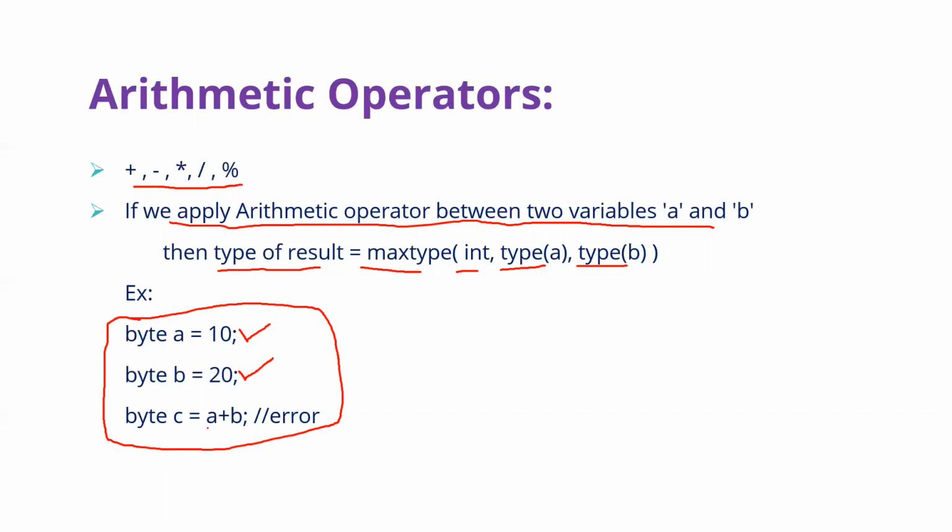But whenever I am performing the arithmetic operation, addition between a and b, now observe the type of the result. Here int is one, and a and b are bytes. a is of byte type and b is also of byte type. Among these three types, int is the maximum type, so the result of a plus b will be of type int. But whenever I try to store an int result into a byte type, I will get the error. This is the point you need to observe. Let me go to the next slide.